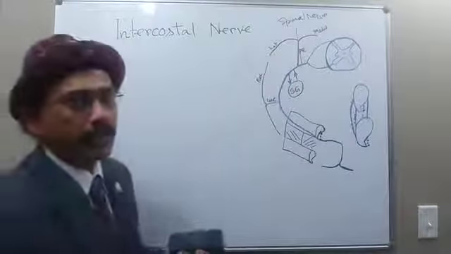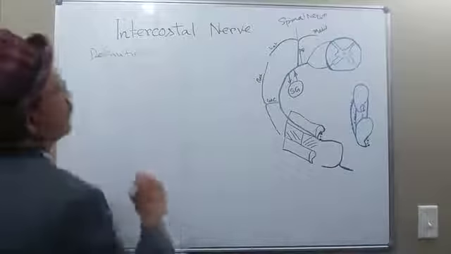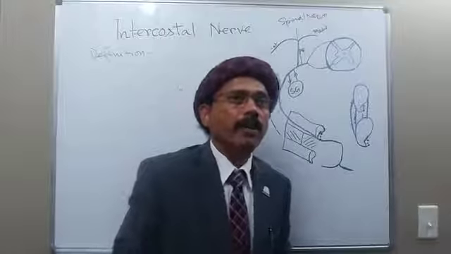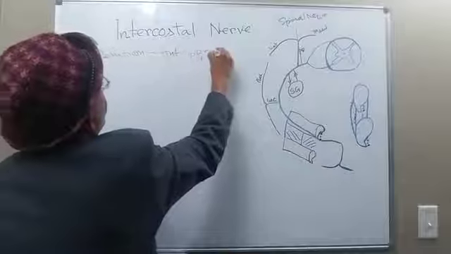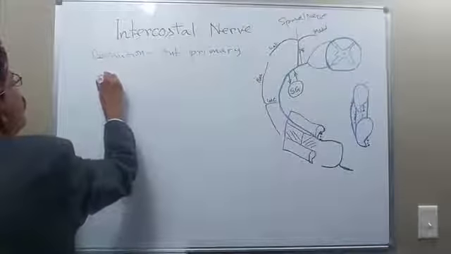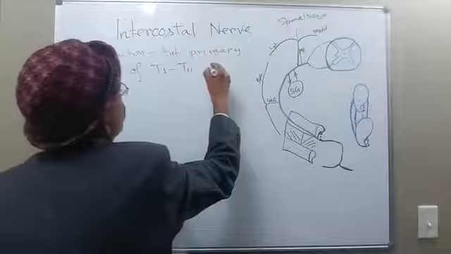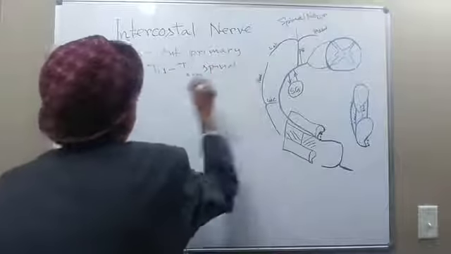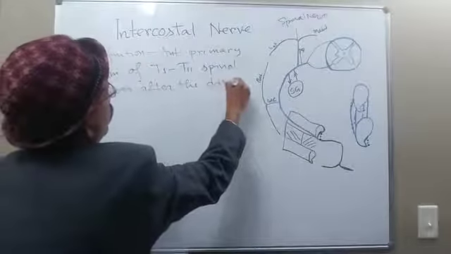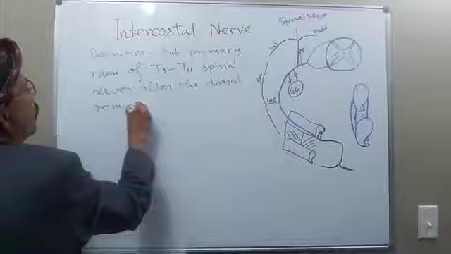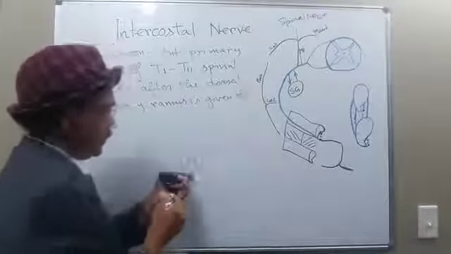So first of all, we go to the definition of the intercostal nerve. The intercostal nerves are the anterior primary rami of T1 to T11 spinal nerves, after the dorsal primary ramus is given off. Okay, so we got that.